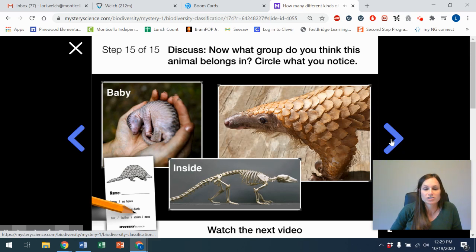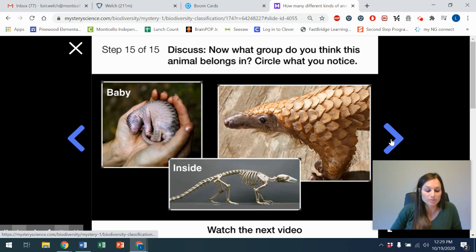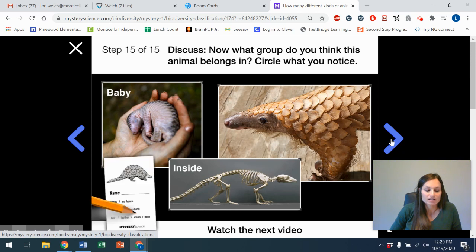On your card, circle bones or no bones, lays eggs or gives birth. Circle hair, feathers, scales, or none using the clues on the screen.